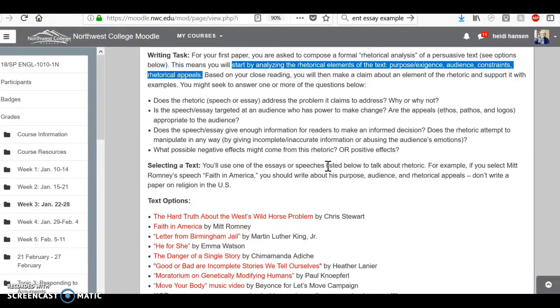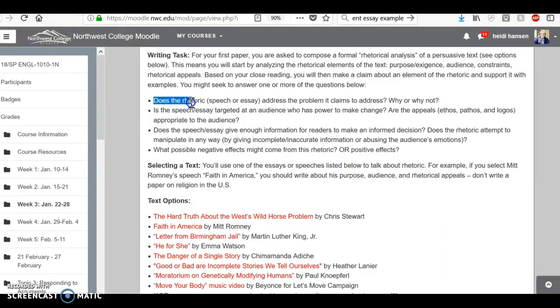Again, based on that analytical work, we need to make some sort of claim about the thing we've analyzed. To guide your claim-making process, I've given you some questions that you might think about answering. Your paper could answer one or more of these questions, or you might slightly change the question and answer it.